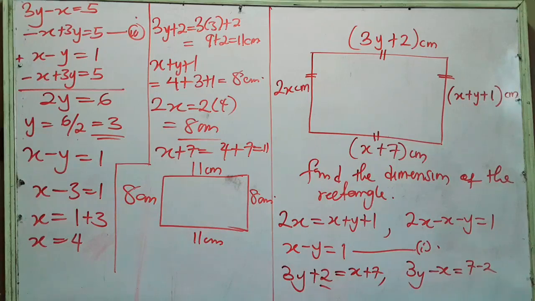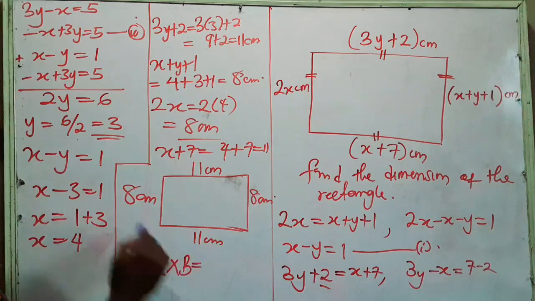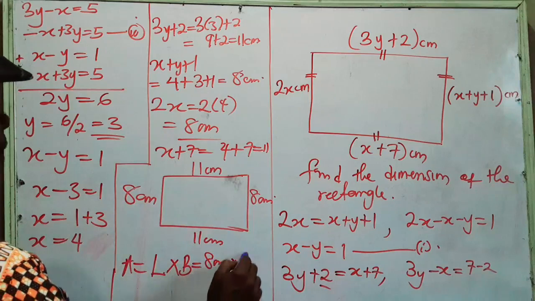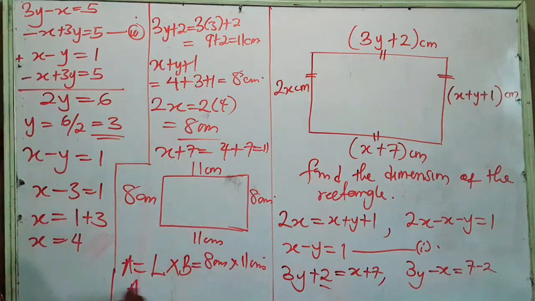So if, for example, you are now to find the area, what is it? Area of a rectangle is length times breadth. You can use either of the two. We have 8 centimeter times 11 centimeter. So the area is equal to 88 centimeter square. So that is the end of the solution for this class.